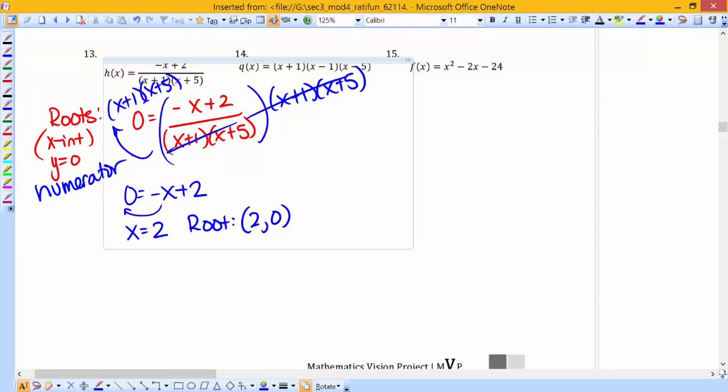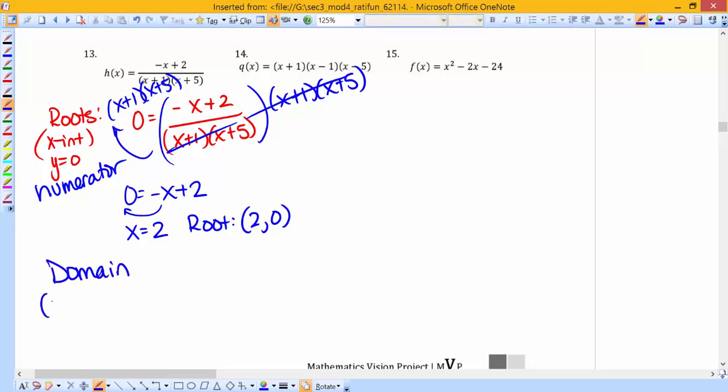With rational functions, we need to remember that there are asymptotes involved. And again, we talked about this in class. Your asymptotes are the undefined values. What puts a 0 in the denominator? So for my domain, I need to look at the denominator. So my denominator is x plus 1 and x plus 5. What would make this 0?